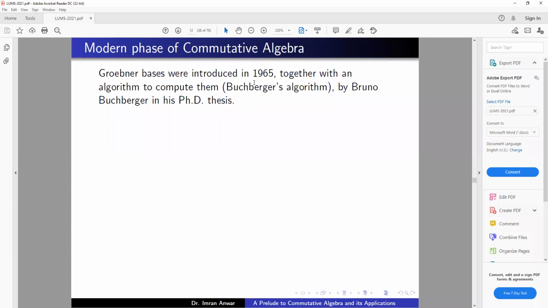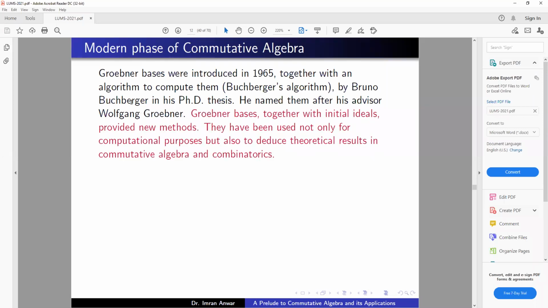In 1965, Bruno Buchberger, in his PhD thesis, came up with the idea of generalizing the Euclidean algorithm, and moreover, he gave the concept of the Gröbner basis, what Hilbert had in his mind by that time. And not only that particular concept, he also came up with an algorithm to compute those bases, which David Hilbert could not do at that time. And Buchberger named those bases after his advisor, whose name was Wolfgang Gröbner. And Gröbner basis, together with the initial ideal.